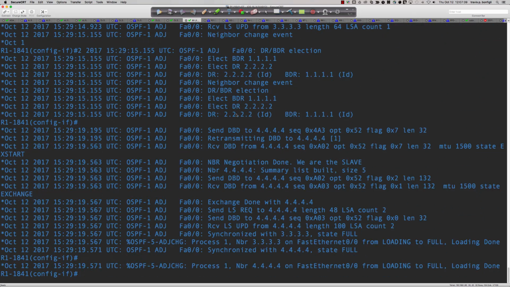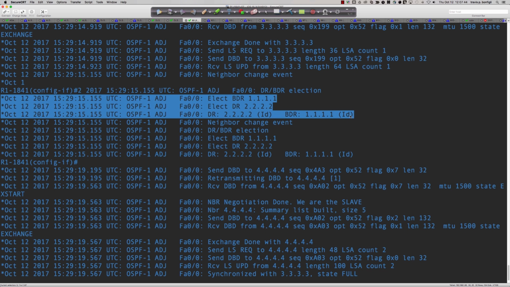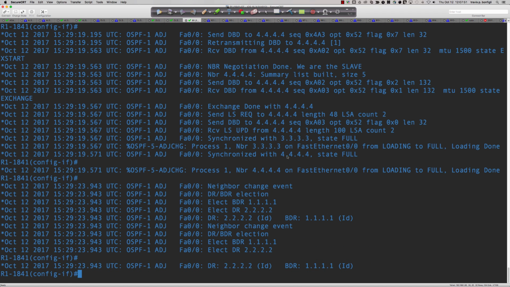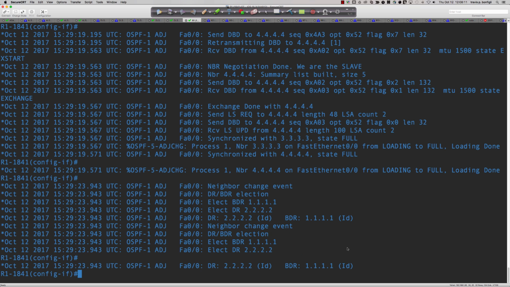The DR BDR election, look at all the values that are being pumped out here. 2 is the DR because he was the DR before 3 and 4 came back online, and he will stay the DR. Take a look at the final line that we get here. Who are the DR and the BDR? The BDR is router 1, the DR is router 2, because they were the DR and the BDR respectively before 3 and 4 came back online.